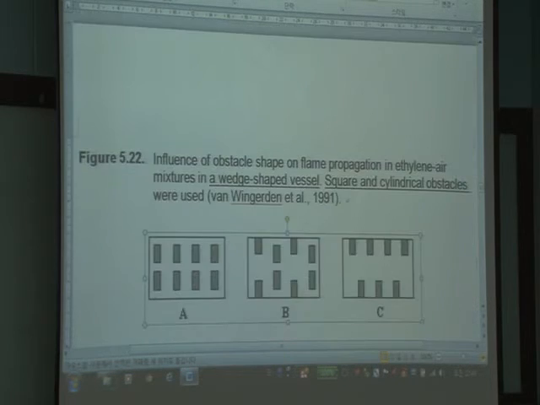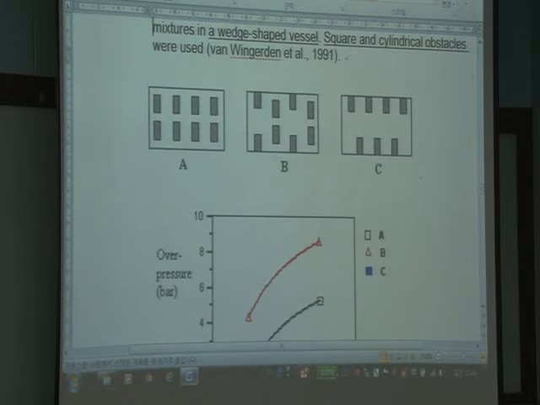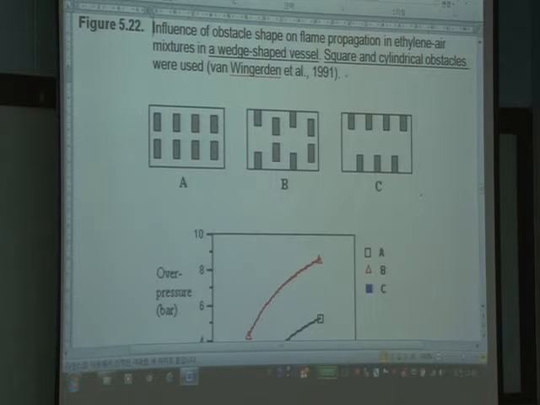Wedge-shaped vessel for square. This is interesting here. And here, this is the last, this particular model. And look at this arrangement here. Arrangement of obstacles. As you see here, among the three, this is the least obstacle. It has a passage through.